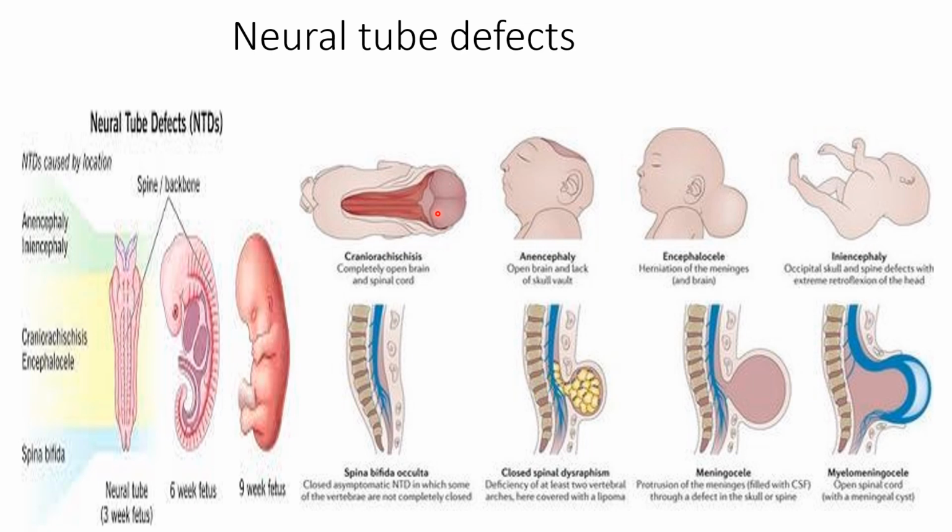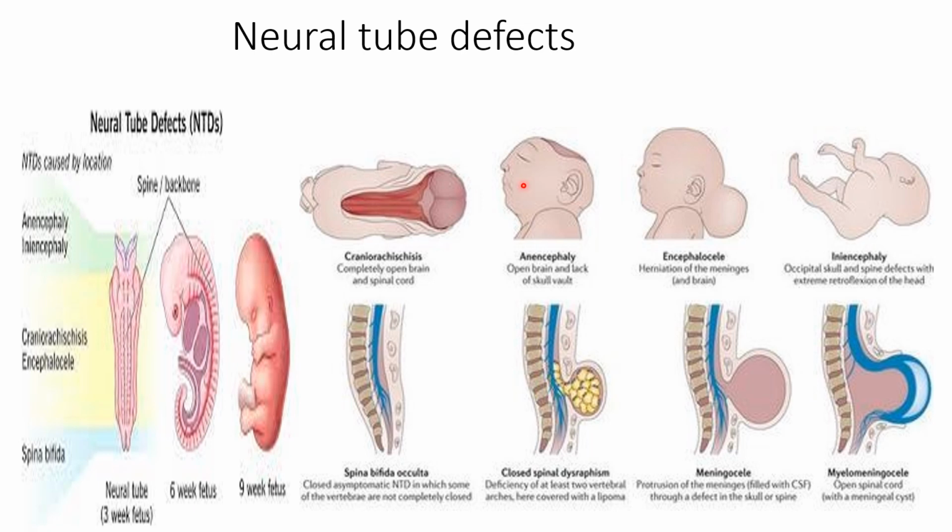The first defect seen here is craniorachischisis. In craniorachischisis, there is a completely open brain and completely open spinal cord. As the neural tube does not fuse, the fusion of the neuroectoderm does not occur, so there is complete exposure of the brain and spinal cord to the exterior.